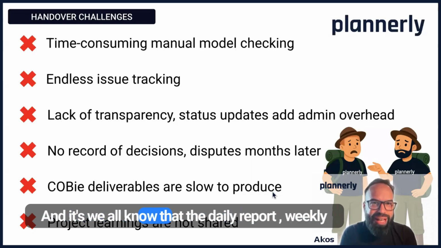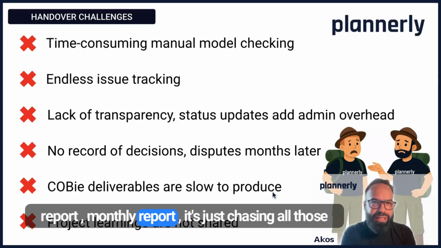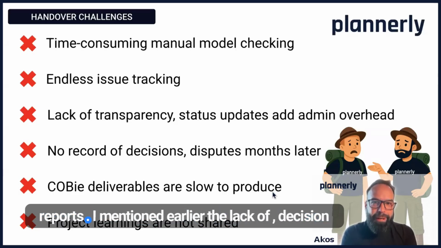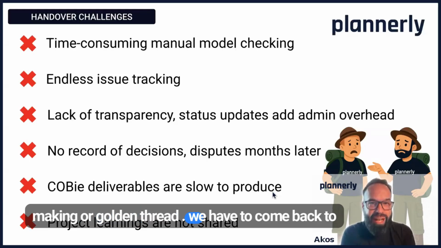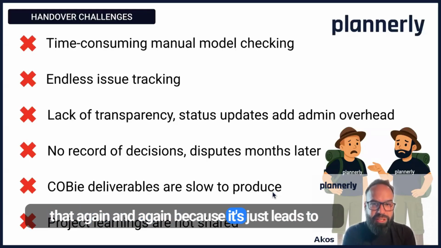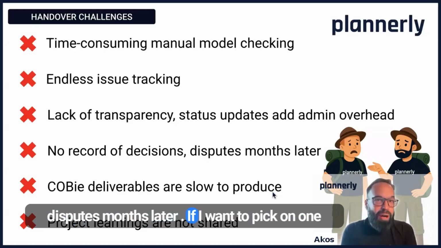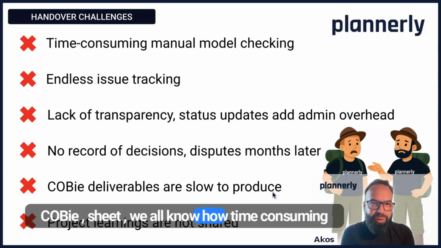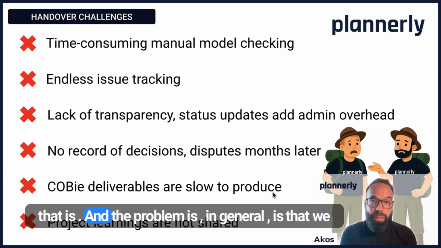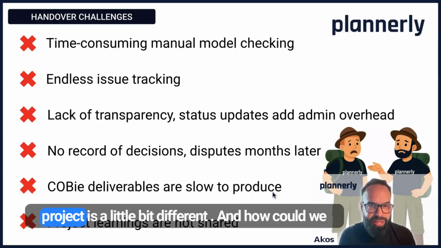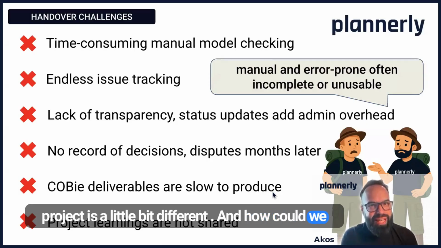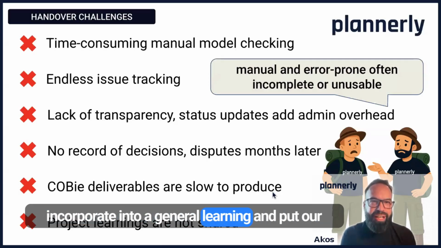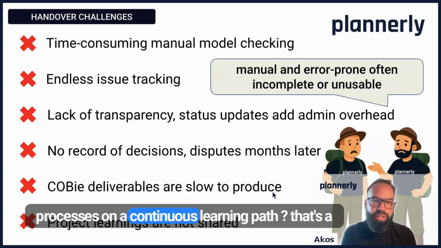And we all know the daily report, weekly report, monthly report, it's just chasing all those reports. I mentioned earlier the lack of decision making or golden thread. We have to come back to that again and again because it just leads to disputes months later. If I want to pick on one deliverable, putting together, for example, a COBie sheet, we all know how time consuming that is. And the problem in general is that we are learning a lot on the project because every project is a little bit different. And how could we incorporate that into a general learning and put our processes on a continuous learning path?